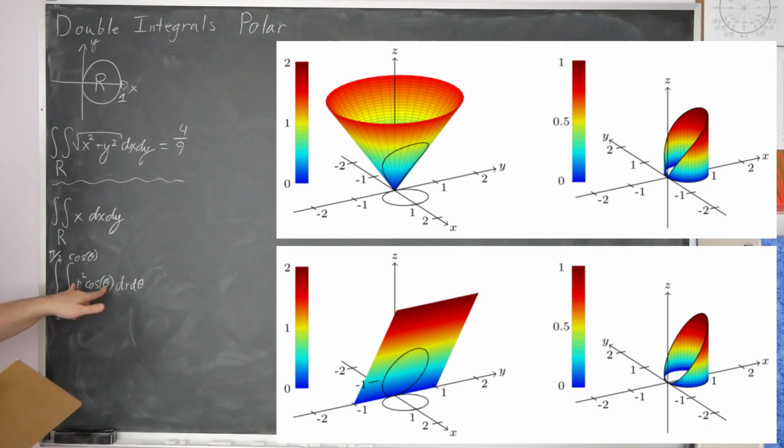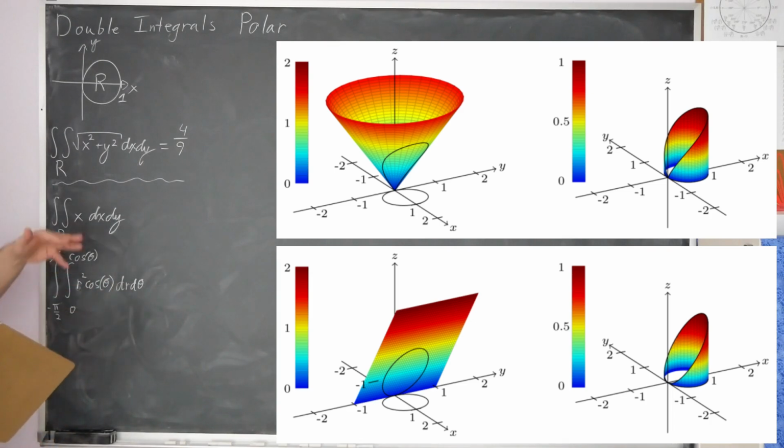The reason we got r squared cosine here is the x is equal to r cosine, so that's 1r times cosine, and dx dy turned into r dr d theta. So the r cosine times r dr d theta got you r squared cosine theta dr d theta. All right, and they have similar shapes, so this one actually has a little bit more volume to it. It kind of curves up a little more on the side. This one's been kind of cut off in half.